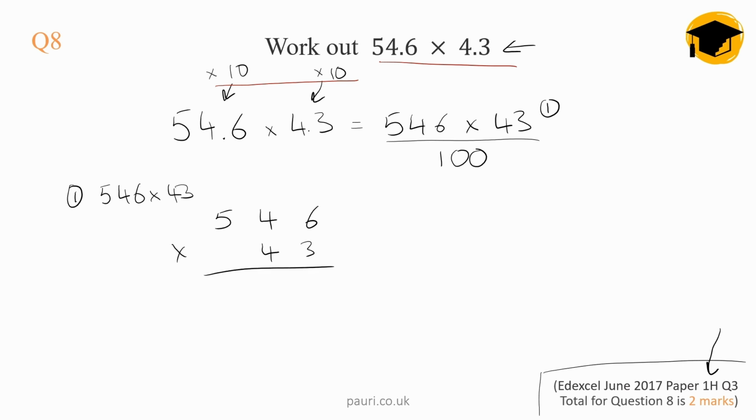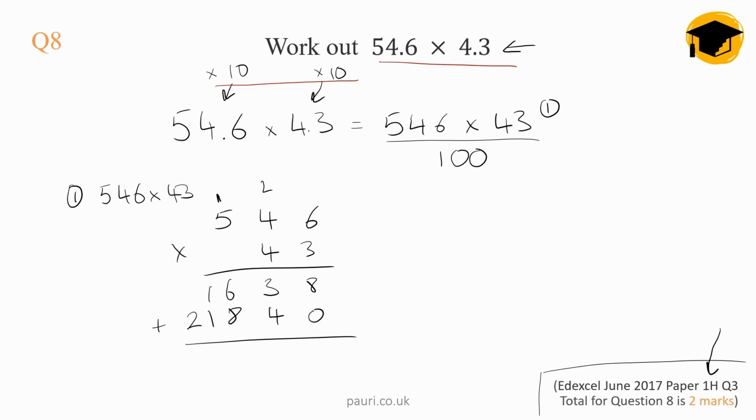3 times 6 is 18, remainder 1. 3 times 4 is 12 plus 1 is 13. 3 times 5 is 15 plus 1, 16. Next, moving on to the 40 or the 4, add a 0. 4 times 6, let's get rid of those 1s as well before we carry on. 4 times 6 is 24, remainder 2. 4 times 4 is 16 plus 2, 18. 4 times 5 is 20 plus 1, 21.